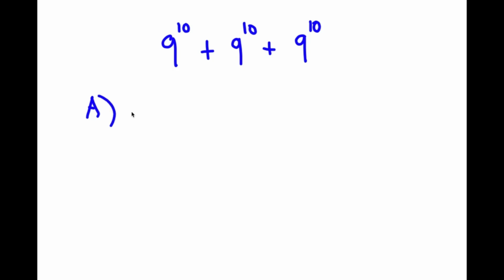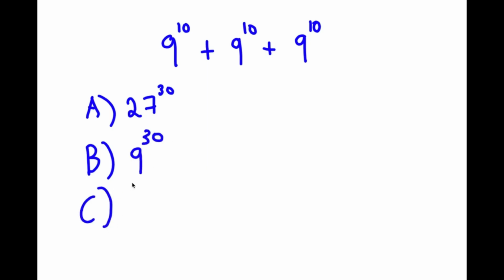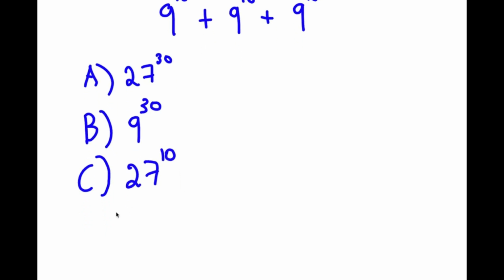So for answer choice A, I have 27 to the power of 30. For answer choice B, I have 9 to the power of 30. For answer choice C, I have 27 to the power of 10. And finally, for answer choice D, I have 3 to the power of 21.